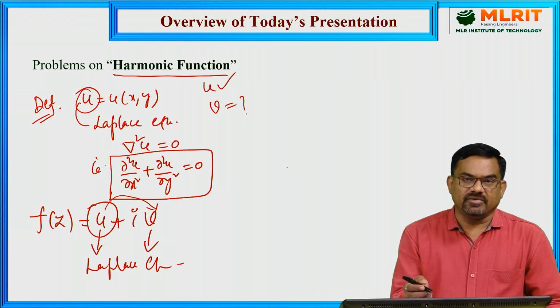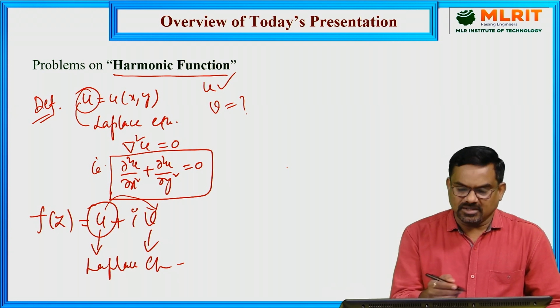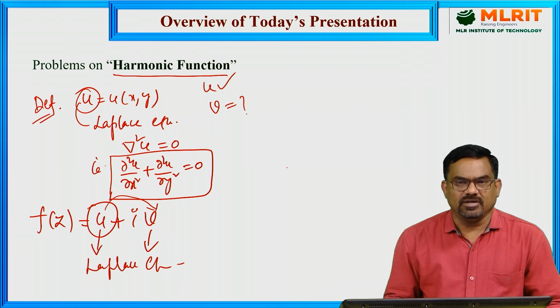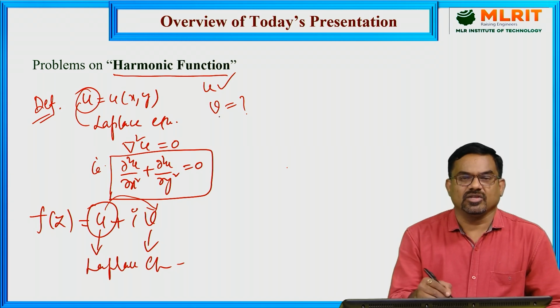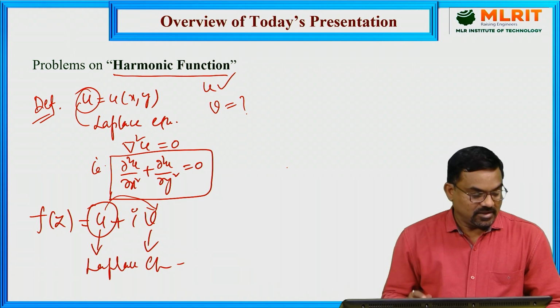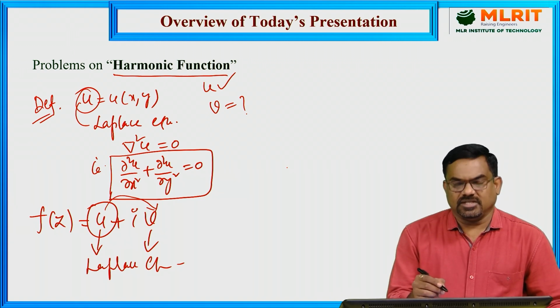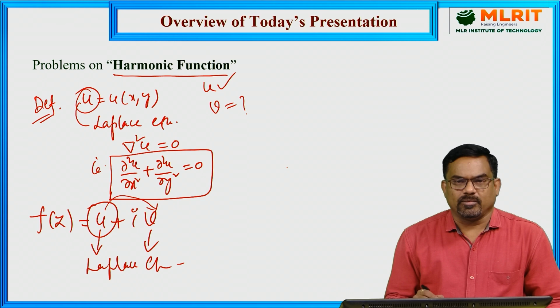Similarly, if v is given, we can find u also using the previous Milne-Thomson method, or else direct method also. We can evaluate the conjugate harmonic function. So let us discuss about those problems on harmonic and conjugate harmonic function.